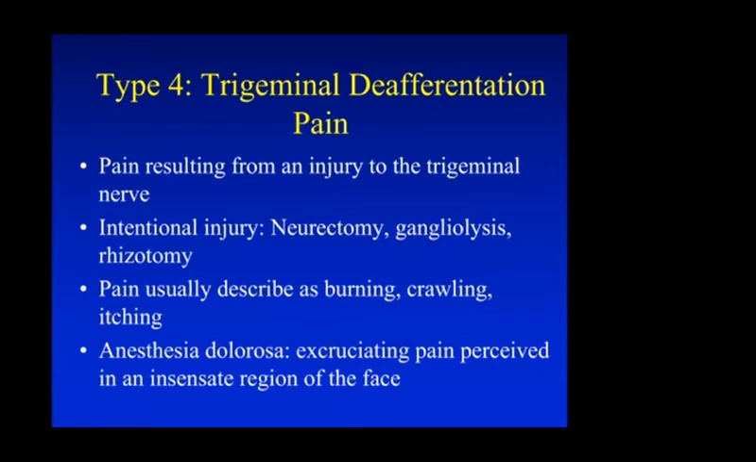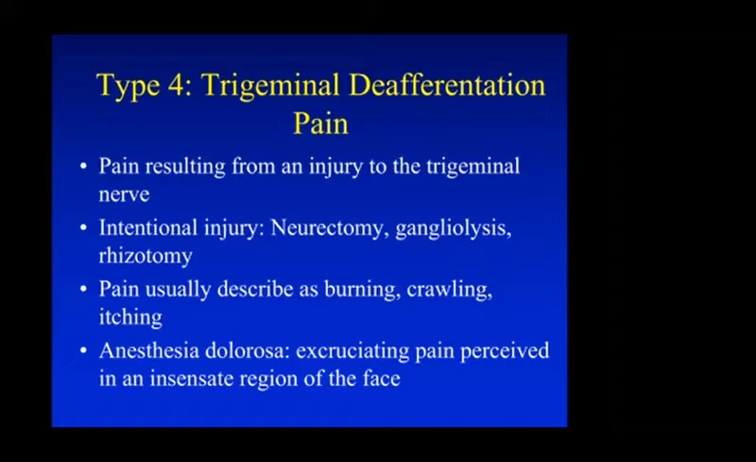So type 4 is called trigeminal deafferentation pain. This is also pain resulting from an injury to the trigeminal nerve, but this injury is thought to be related to a treatment. Whereas type 3 was an accidental injury like a trauma or a stroke, something that came out of the blue unexpected, type 4 is a pain that results from injury to the trigeminal nerve as a result of a prior procedure of the nerve itself.